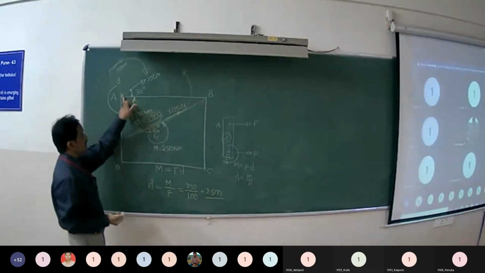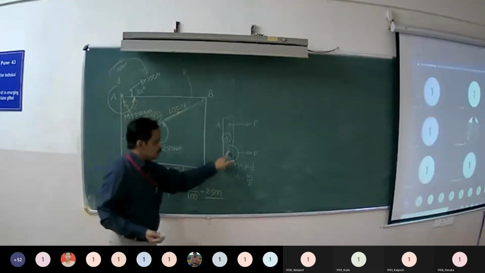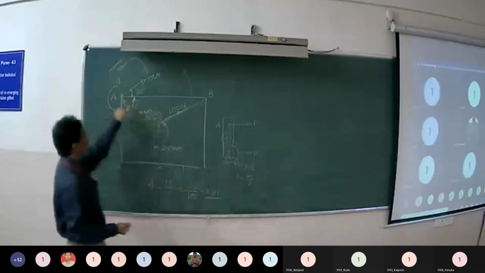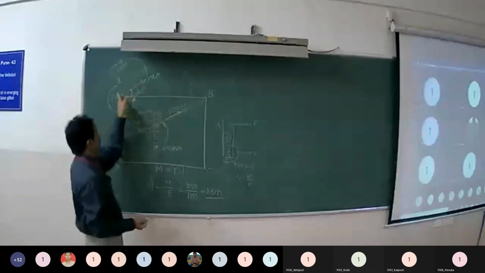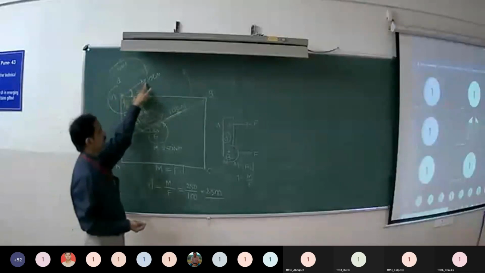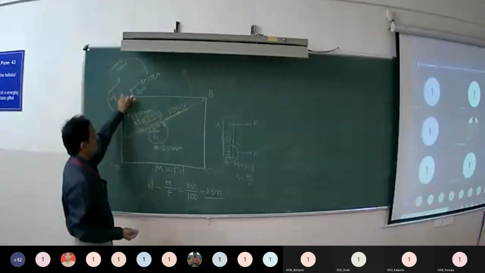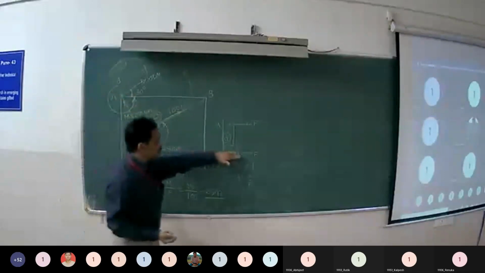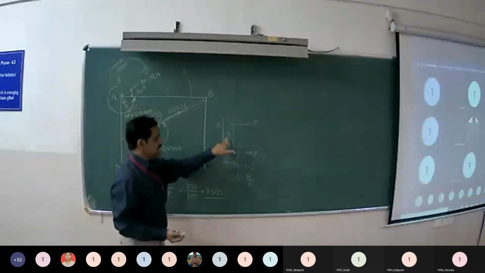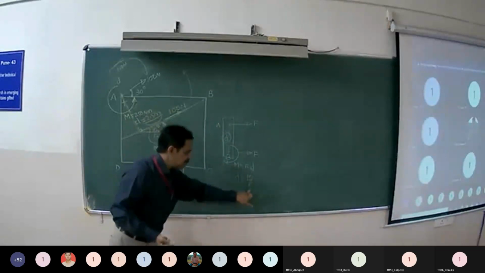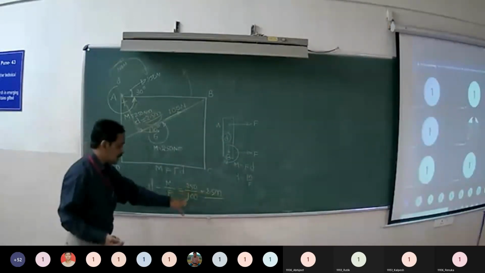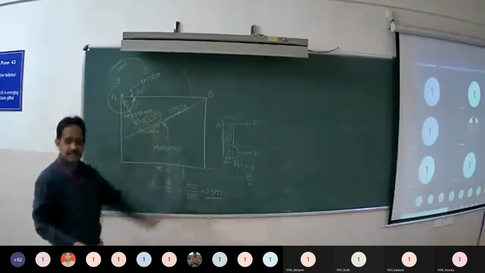So same thing over here. At B we are having F and couple. At A we are having F and couple. F is 100, couple is 250. So when you combine these two, that force will be transferred parallelly by distance d given by couple upon force. Couple upon force, that is 2.5.